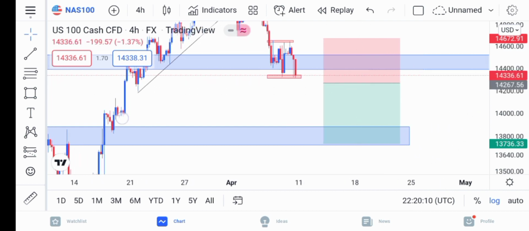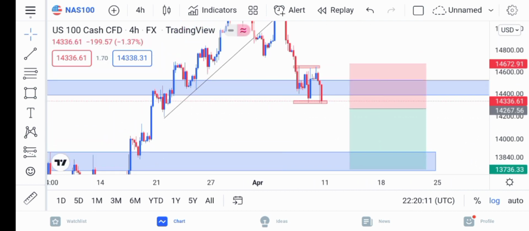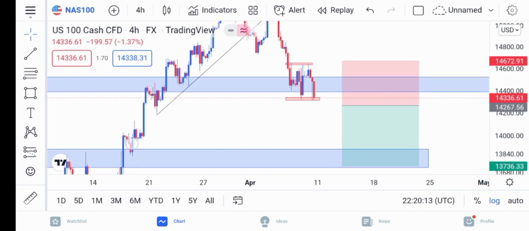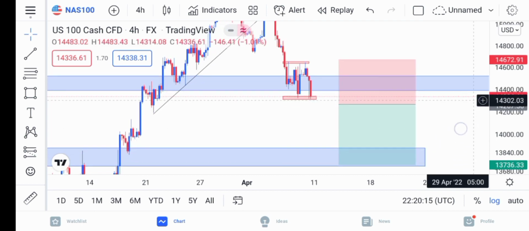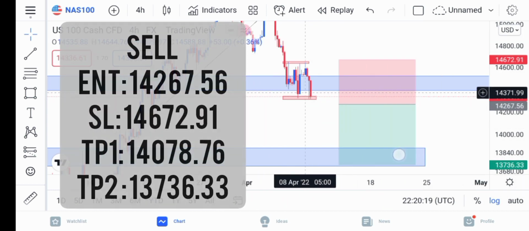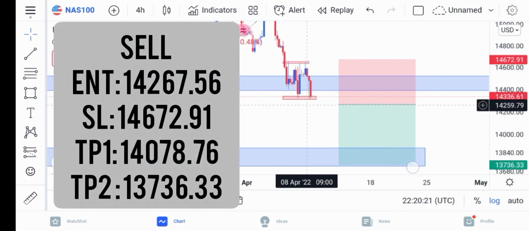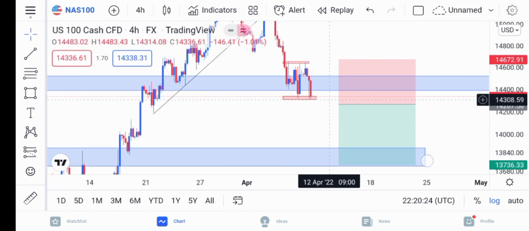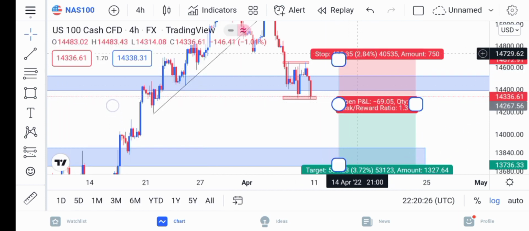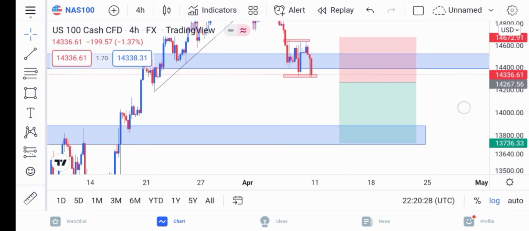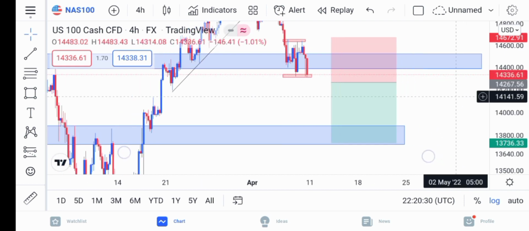So this is what we have on NAS100. We should anticipate a sell movement only if this area breaks. If not, let us anticipate a buy movement. But for now, let us wait for the sellers on NAS100.